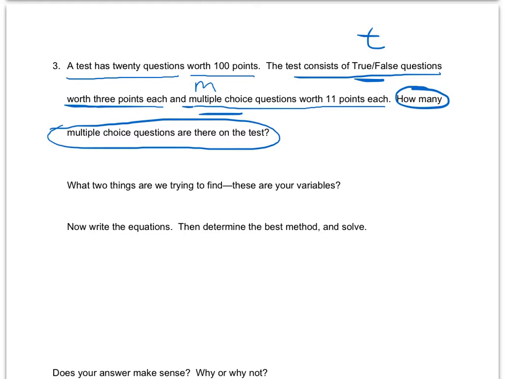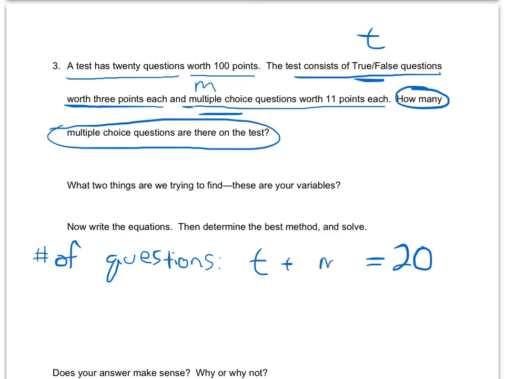Okay, so I look at this. A test has 20 questions. So actually, let's change that to number of questions. We know that there are 20. Now we ask ourselves, what types of questions were on this test? In this case, there are only two types of questions on the test. We only had the true-false plus the multiple choice.